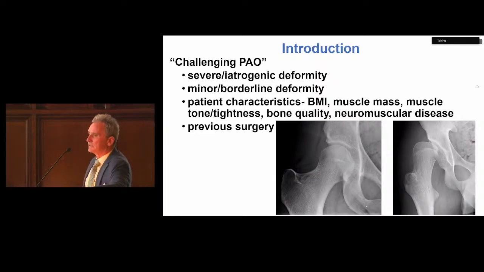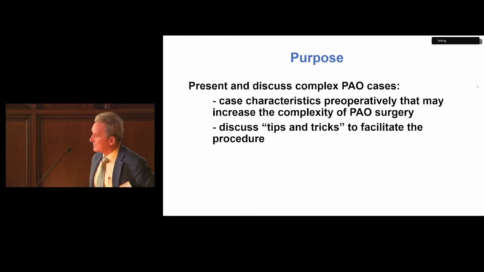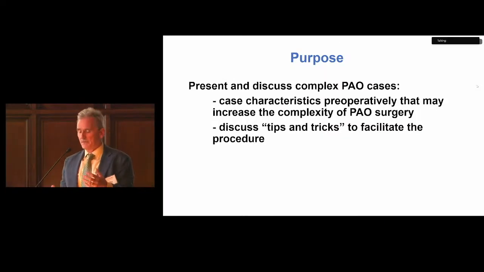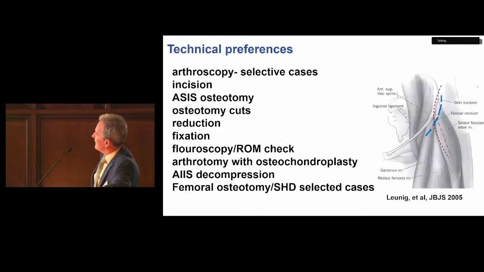Certain patient characteristics can make things more difficult in terms of higher BMI, muscle mass, just the tone or the tightness of a patient, whether it's a large muscular male or a tight neuromuscular hip. Bone quality can be an issue in some of the patients, and then previous surgeries can certainly make things more challenging. So these are just some of the things that may make the PAO more challenging. So again, we'll present some cases, think about things we should be thinking about pre-op, and then how we may address them intra-op. So we've heard a lot of different preferences from different surgeons. I think we do a lot of things very similarly.